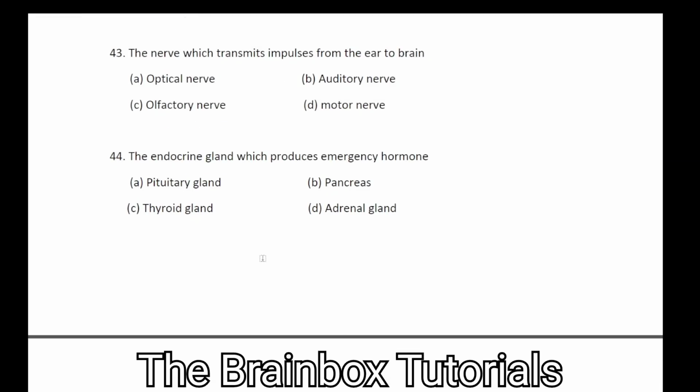Now number 43. The nerve which transmits impulses from the ear to brain. Options are A. optical nerve, B. auditory nerve, C. olfactory nerve, D. motor nerve. And the correct option is B. auditory nerve. See, optical nerve is between eye and brain, olfactory nerve is between nose and brain, and motor nerve we know that it starts from the brain. So obviously option B is the correct option.